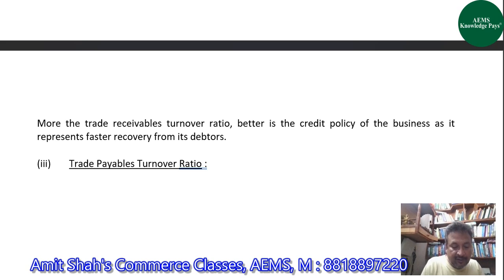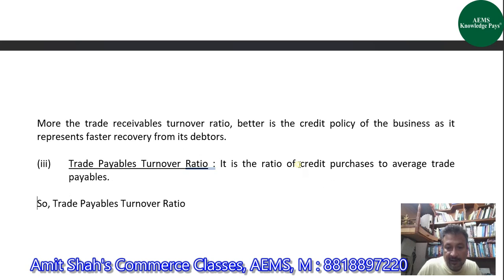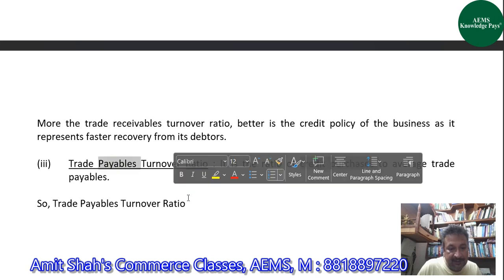Next one, guys, is trade payables turnover ratio. So it is the ratio of credit purchases to average trade payables. Since it is about payables, that is why we take here credit purchases because it is about payables.